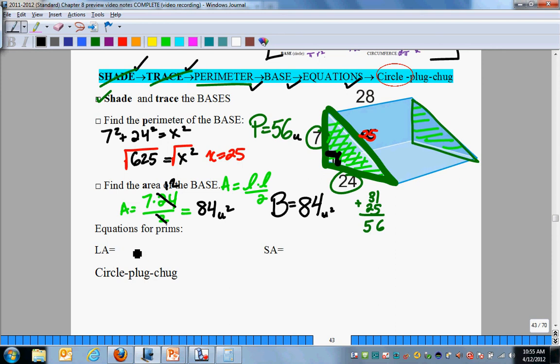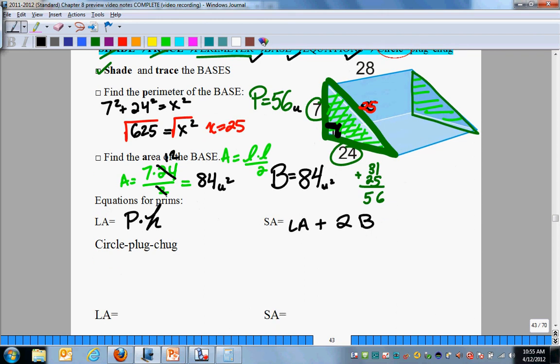Our lateral area is perimeter times the height. Surface area is lateral area plus 2 bases. Now we do circle, plug, chug. We circle perimeter. Well, we already found perimeter, 56. Height. Height is the distance between the bases. So in this case, it's 28.